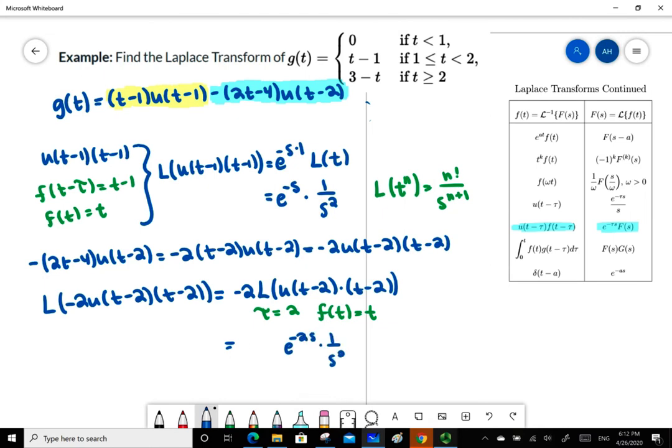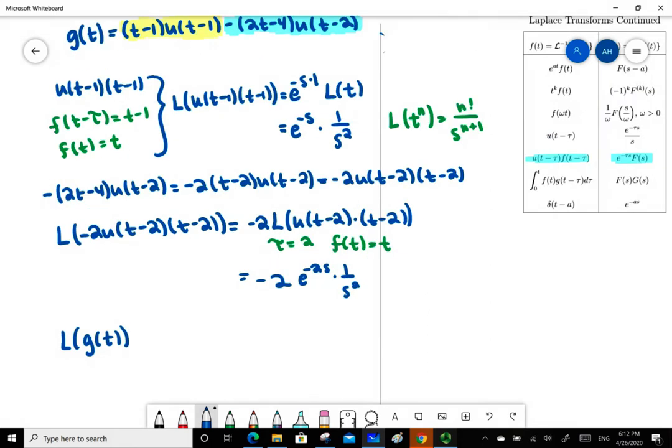Putting the two halves together, the Laplace transform of g of t is e to the negative s over s squared minus 2e to the negative 2s over s squared, or just e to the negative s minus 2e to the negative 2s all over s squared.